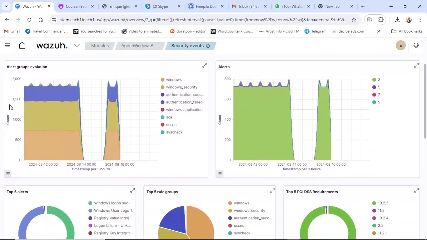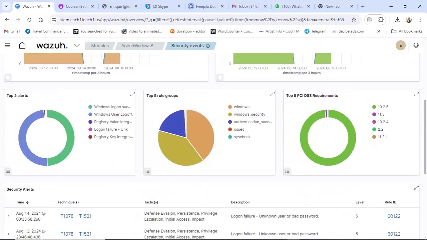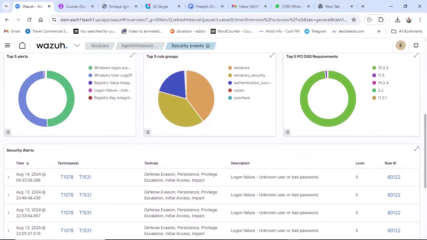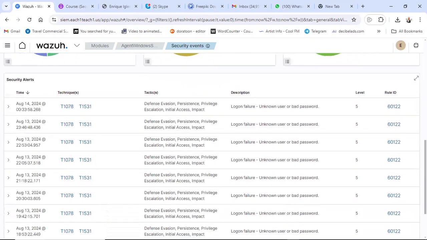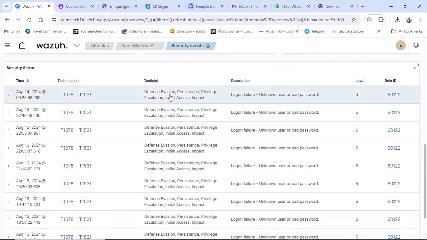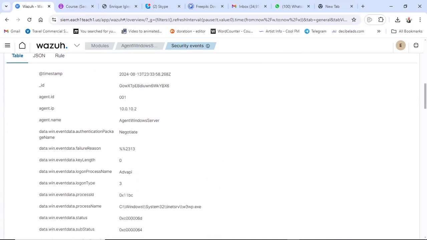Also, this Wazuh shows the individual things that are happening, the alerts, what they are, how they are coming in. For example, the top 5 alerts: Windows logon success, Windows user registry value, logon failure, and registry key. If the alerts here are brute force, etc., you see the kind of alerts that came in. So this is a nice tool that shows how all these things work. And for each event, you can actually look into it.